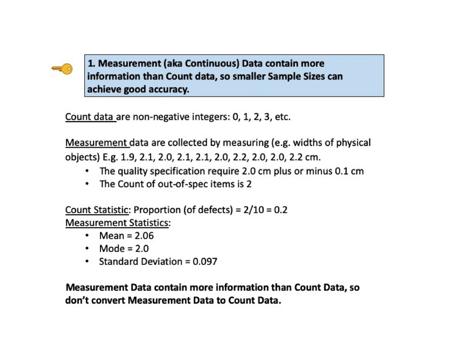So usually what we don't want to do is convert this measurement data to count data. The measurement data contains more information, and this information can be used to give us better accuracy with less data. And/or we could use a smaller sample size to get good accuracy.